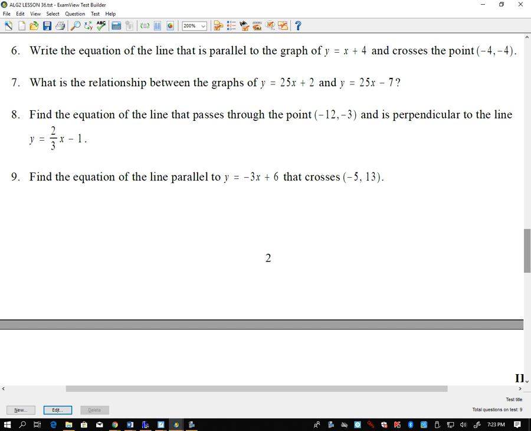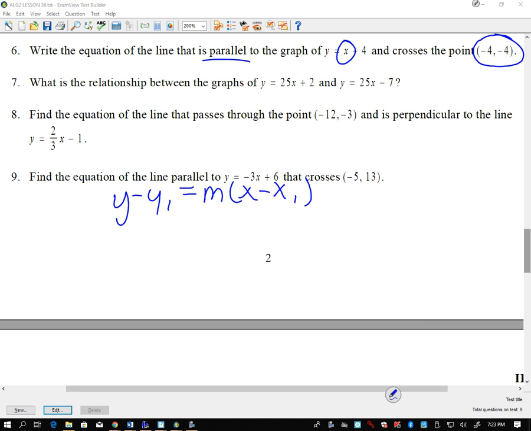All right, number 6, write the equation of the line that's parallel. Okay, that's a little bit of a change of pace. Parallel questions are a lot easier because we keep the slope the same. So again, y minus y1 equals m times x minus x1. We want these coordinates right here, and we want to use that slope. Well, that slope is 1. So we have y minus negative 4 equals same slope, so just 1 times x minus negative 4. So we're going to go ahead and put pluses where we have these double negatives.